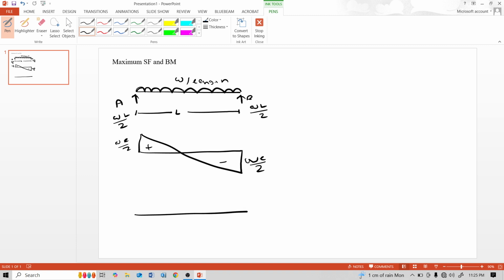bending moment for this simply supported beam with uniformly distributed load is WL square by 8 and maximum at center, because this shear force is 0 at center, and where shear force is 0, bending moment is maximum.